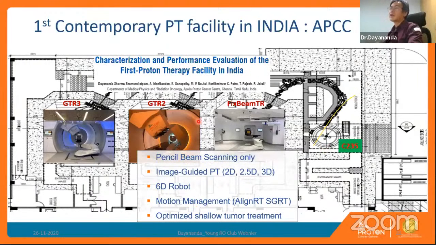One can refer to the characterization: what kind of acceptance tests and what kind of performance evaluation have to be carried out before we implement it for clinical application. Those details you can find in the papers which we published very recently.